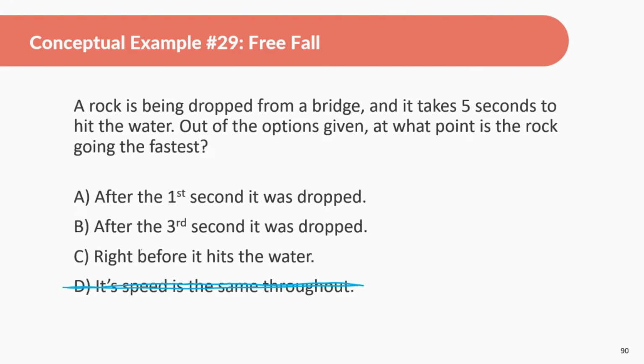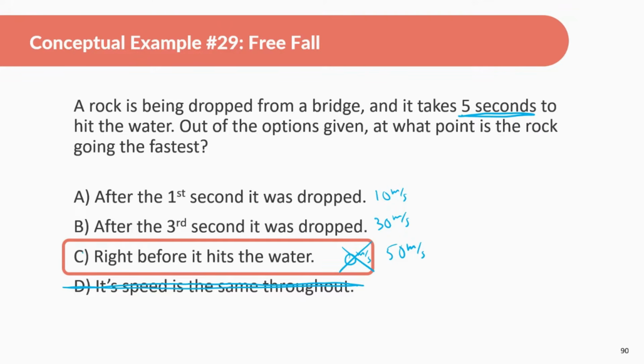We could quantify this. After the first second it was dropped, it's going to be going 10 meters per second. Third second, 30 meters per second. And this one gets a little tricky: right before it hits the water. You might be thinking, oh, if it hits the water, isn't it going to be going 0 meters per second? But no, don't think like that. If it's hitting the ground or the water, it's going to hit with a certain speed. And if it takes 5 seconds to hit the water, we should know that it's going to be hitting the water at 50 meters per second. So this is the correct answer.